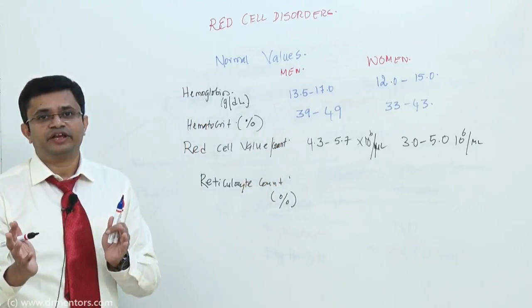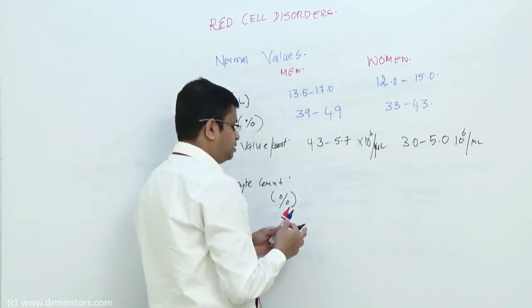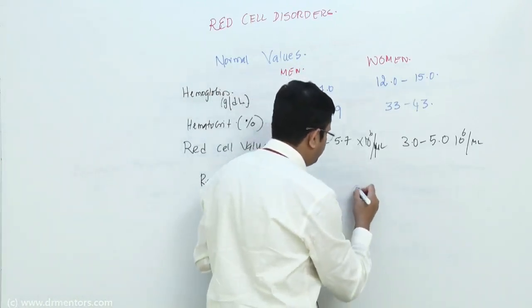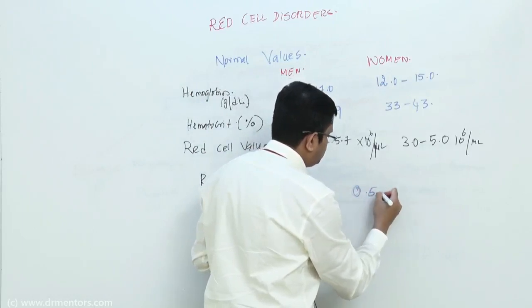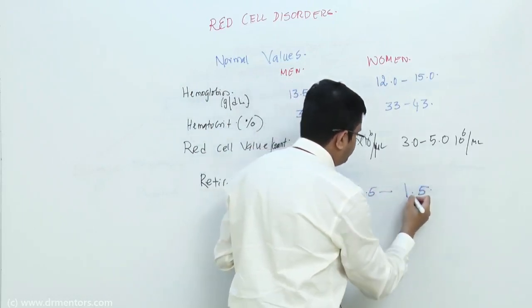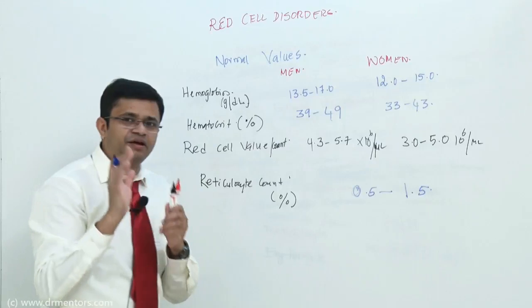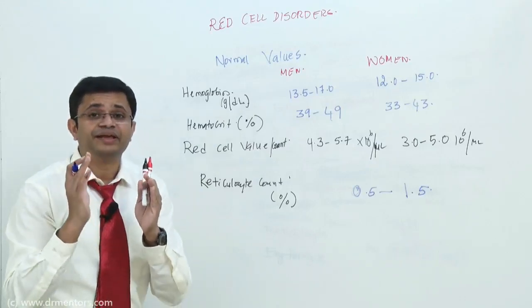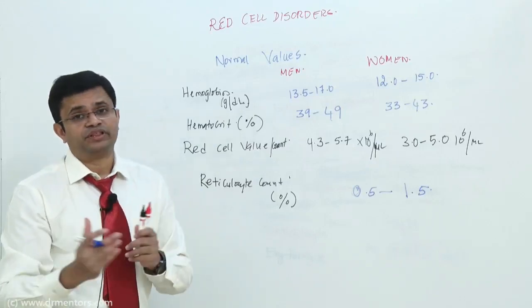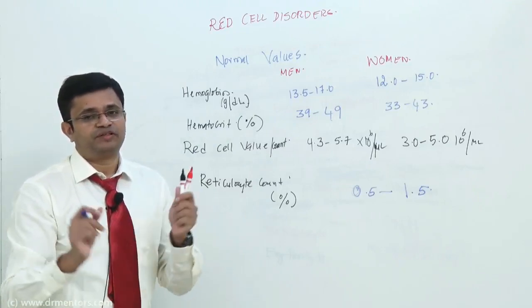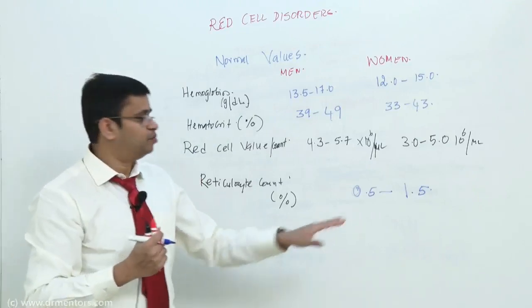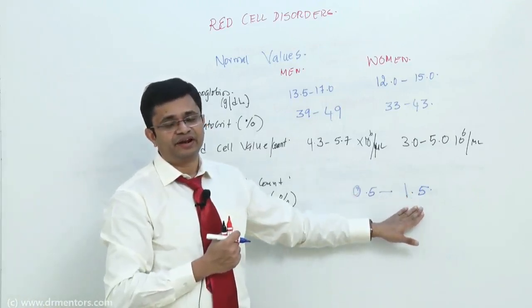The reticulocyte percentage is around 0.5 to 1.5. What I usually remember is that the retic count is normally less than 2 and more than 0.5. That's the basic idea. So 0.5 to 1.5 is the reference range.